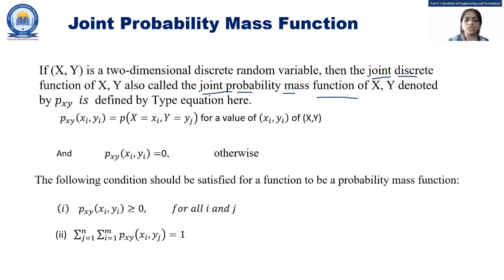The following two conditions should be satisfied for a function to be a probability mass function, and these are the most important conditions. The first one is p_XY(xi, yj) greater than or equal to 0 for all i and j, and the summation over j from 1 to n and i from 1 to m of p_XY(xi, yj) is equal to 1.